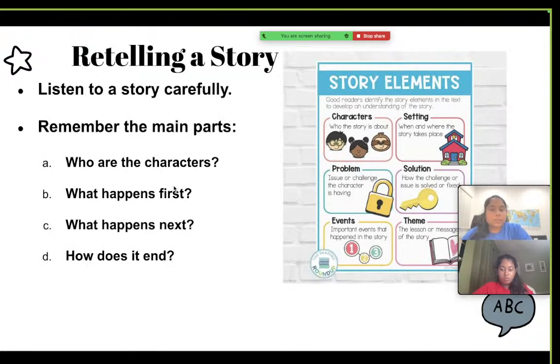So when telling a story, listen to the story carefully. Remember the main parts. Who are the characters? What happens first? What happens next? And how does it end?